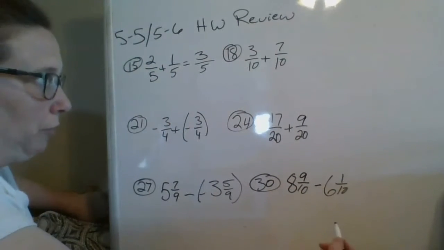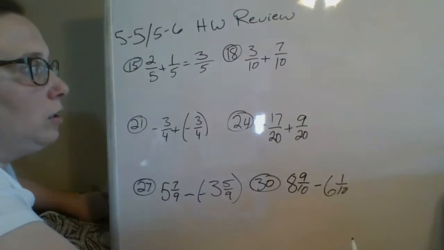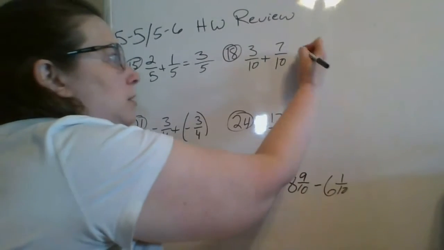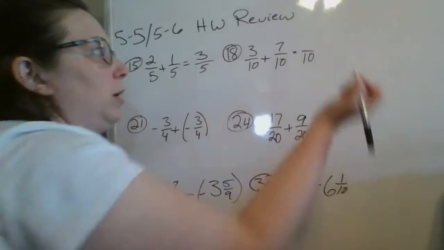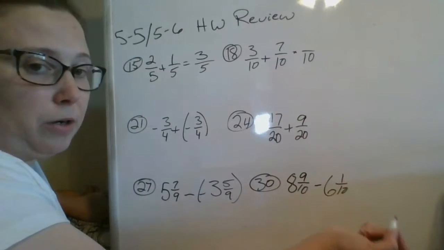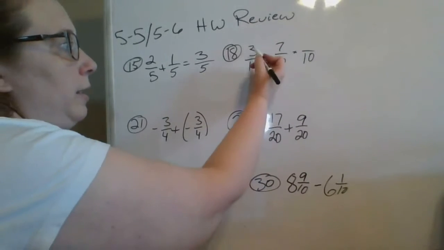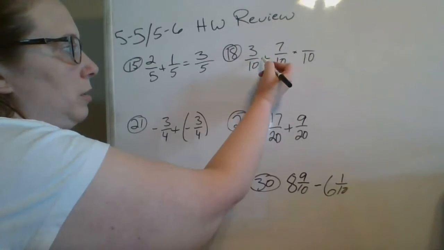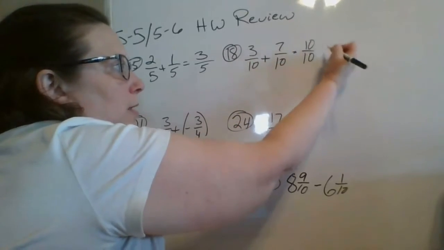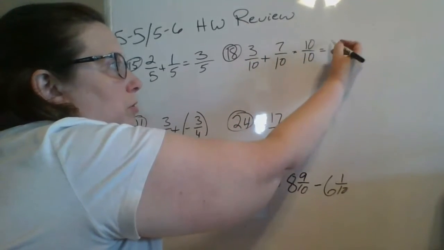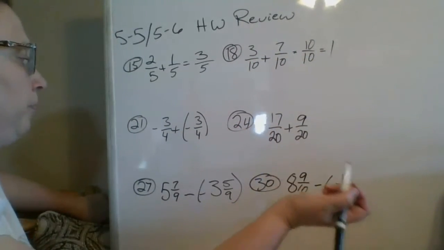That's our answer, 3/5. Number 18, our two fractions are broken into tenths, so our answer would have a denominator of 10 as well. We add our two numerators and get 3 plus 7 is 10. So then when we reduce this, we end up with 1.